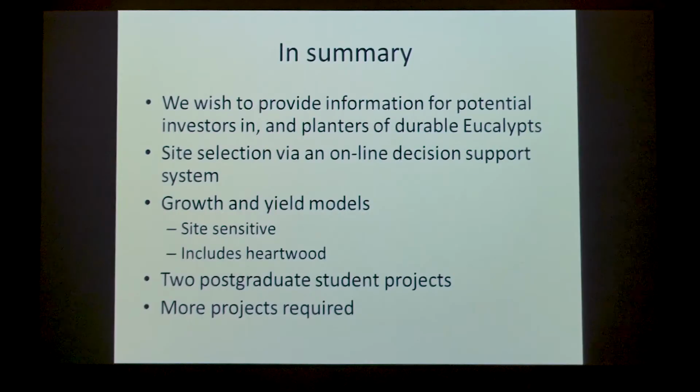So in summary, we want to provide the kind of information that a grower will need in order to make a reasonable assessment of what species they should use, if they want to grow these species, on what kinds of sites, and what kind of return they might get on their investment, and also what kind of risk they're likely to encounter when they grow these species. Those are really important elements. We want to help those growers with site selection via an online decision support system. It already exists for other species. We want to build these species into that system. We want to incorporate also growth and yield models that are site sensitive, that include heartwood in their predictions. And we currently have 2 very able postgraduate students working in this area, and we anticipate more in the future. So that's it, right?